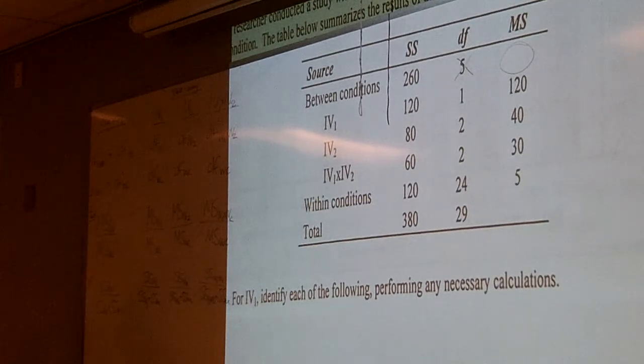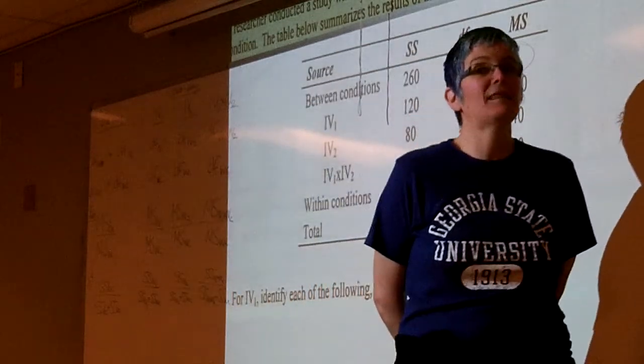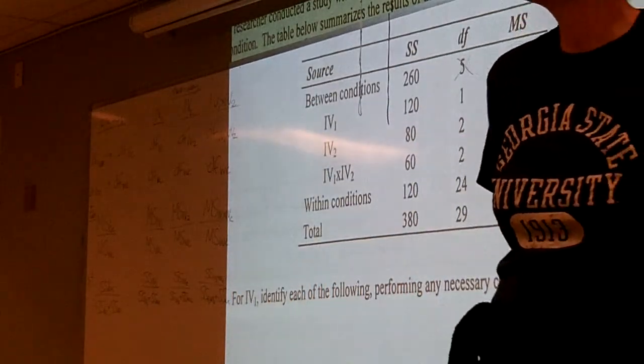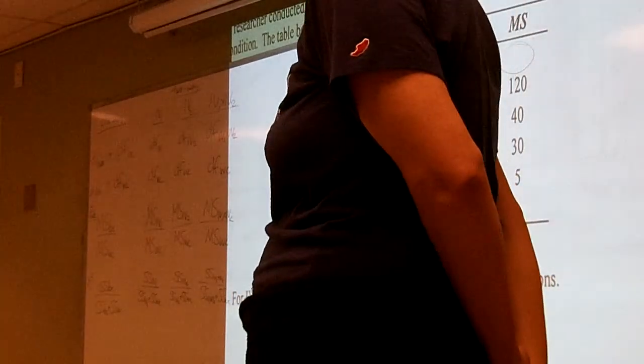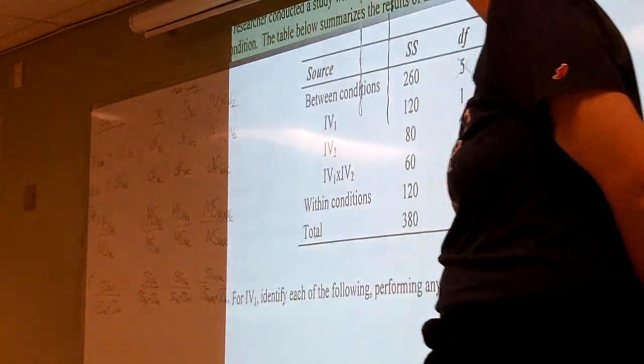So on the test, you will have to be able to look at a table like this and pull the relevant values off to do the calculations you need. I could ask you for anything. I could say, tell me what degrees of freedom you need to look up the critical value for the main effect of IV1, and tell me what the numbers are. So you have to be able to tell me.